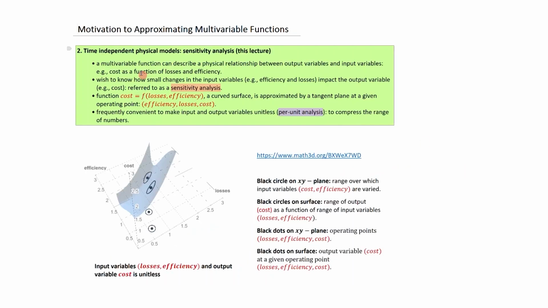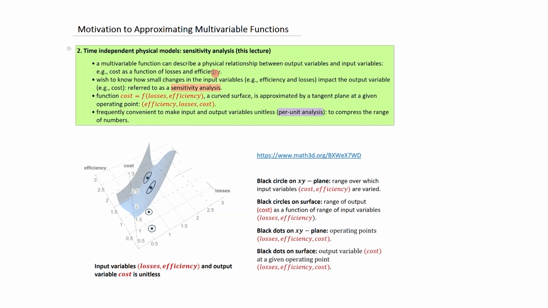All right, second would be time-independent physical models, also called sensitivity analysis. That's covered in this lecture. Let's go through quickly to describe what this is. A multivariable function can describe a physical relationship between output variables and input variables. For example, cost is a function of losses and efficiency.